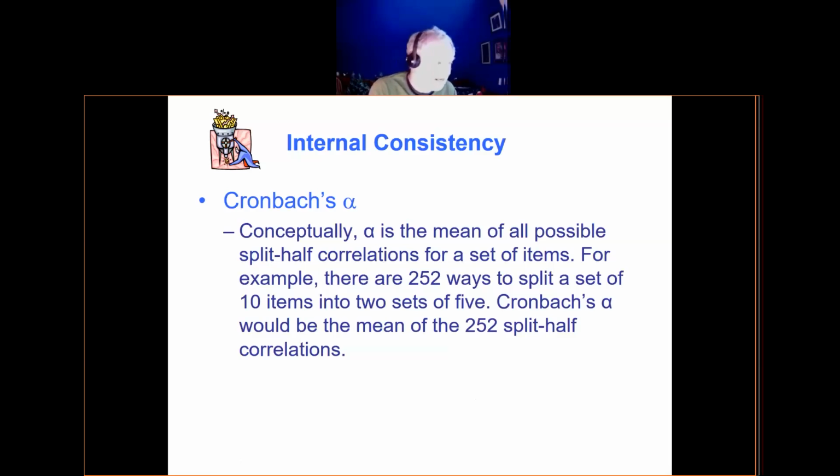So if you've got 4 items in your test, your combinations in terms of split half are combining items 1 and 2, items 3 and 4. Then you can do a split half again for items 1 and 4, 2 and 3, and then 1 and 3, 2 and 4. So I think there are 3 combinations there. My head's getting a little dizzy.